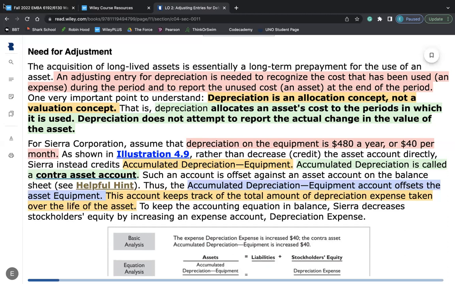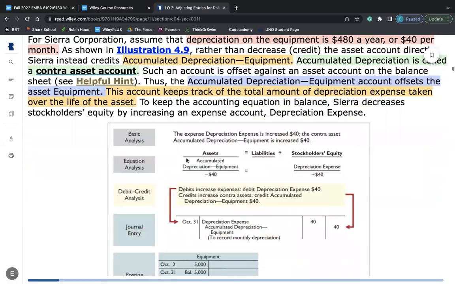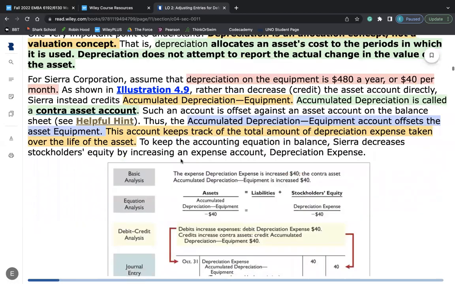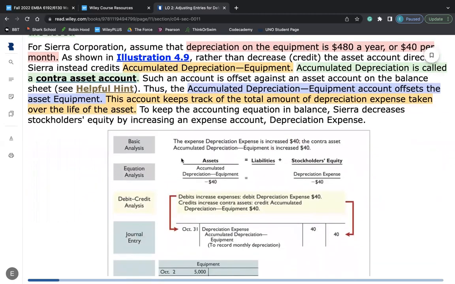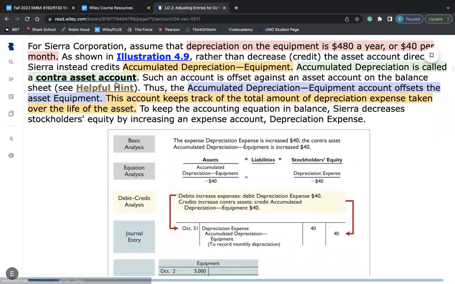All right, we're going back to Sierra Corporation in illustration 4.9. For Sierra Corporation, assume that the depreciation on the equipment is $480 a year or $40 per month. As shown in illustration 4.9, rather than decrease or credit the asset directly, Sierra instead credits accumulated depreciation for equipment. Accumulated depreciation is called a contra asset account.